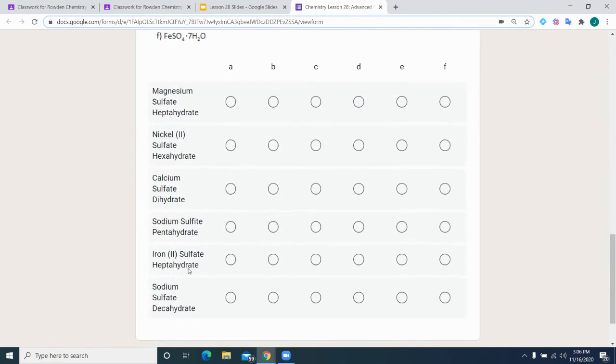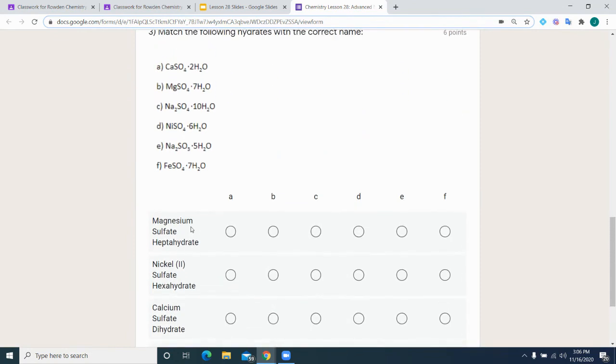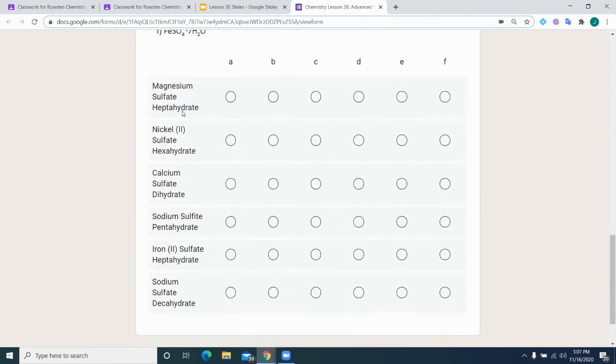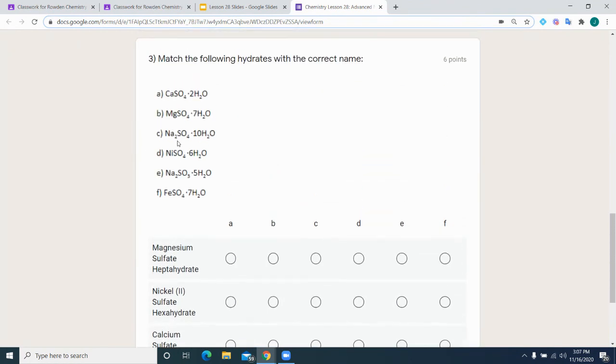Oh, you know what? Did I miss a detail on this? It says sulfite. Oh, no. Okay, yeah, I'm on the right track with that. I was looking right here thinking it needed to be sulfite for this one. But no, it's this right here. Sodium sulfate decahydrate. Right here, it's nickel. If it's bonded to a sulfate, it must have had a +2 charge. So it's nickel(II) sulfate and then hexahydrate.